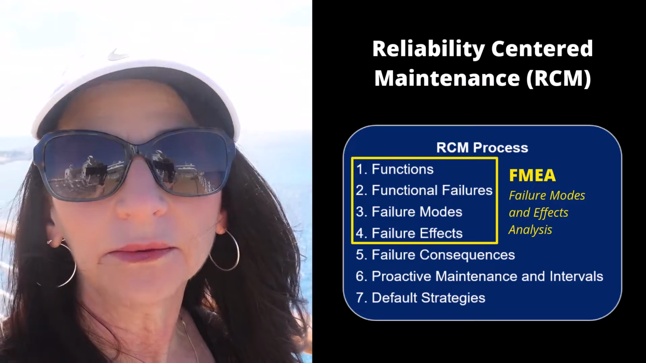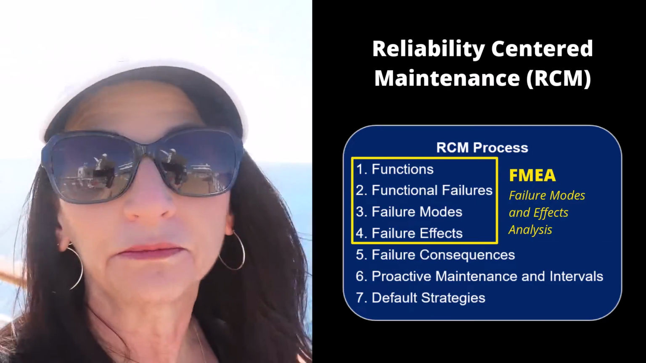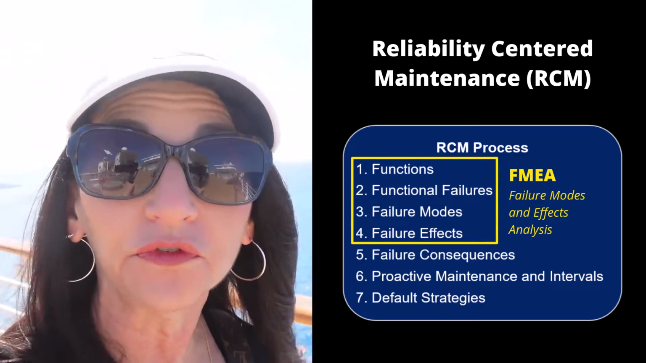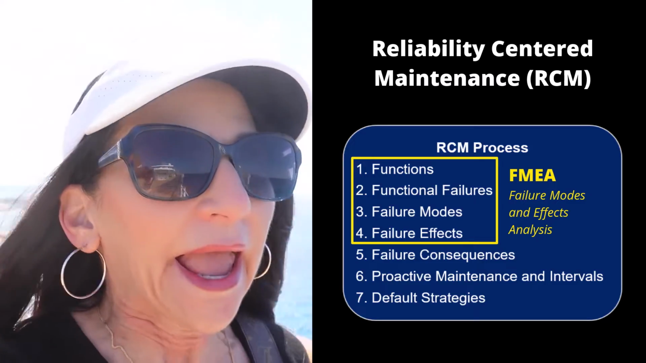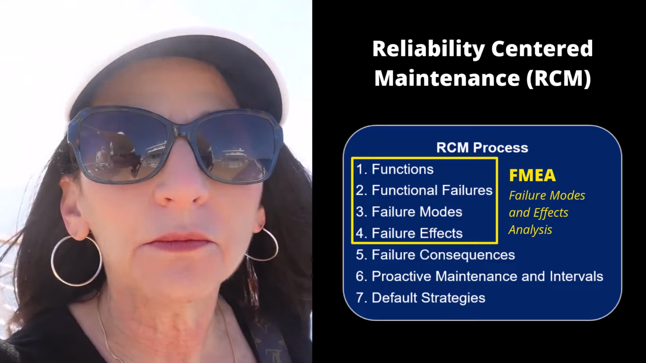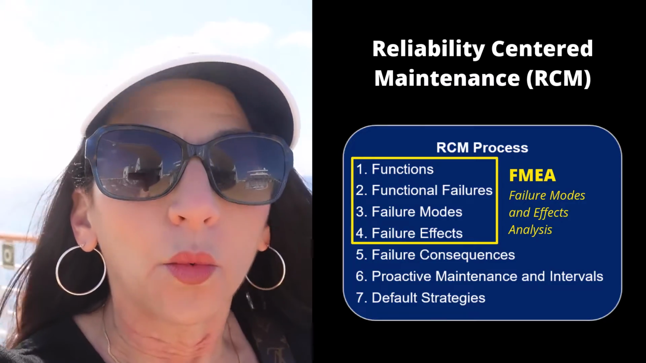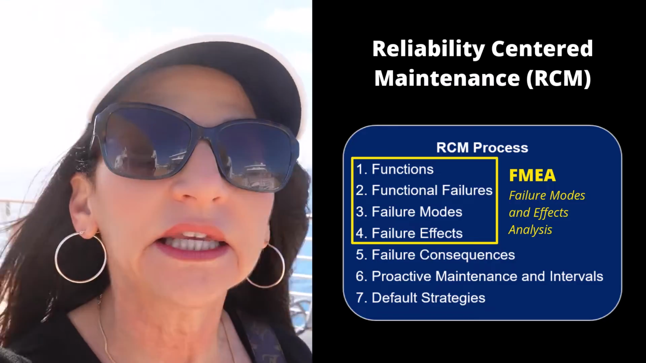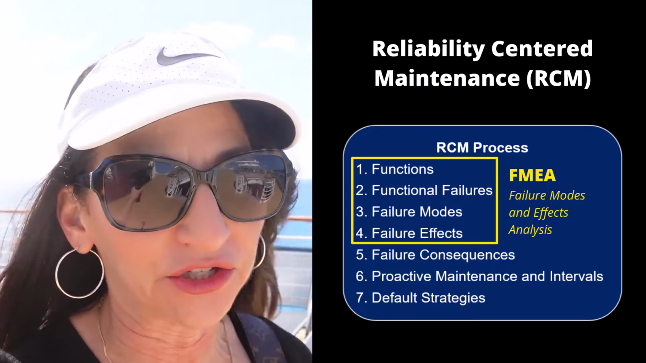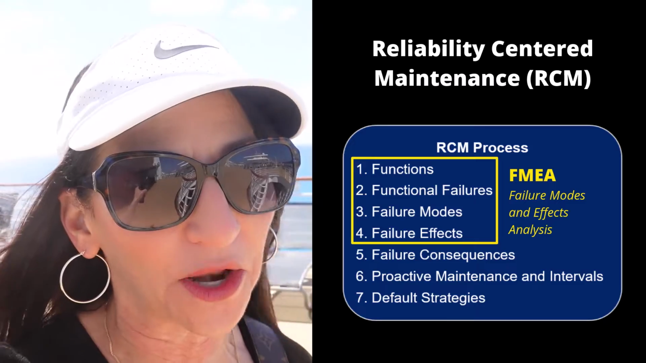When we do reliability-centered maintenance, we naturally complete an FMEA. Steps 1 through 4 of the RCM process make up the FMEA. And doing a failure modes and effects analysis with a facilitated working group approach has some very significant advantages. Let's talk about the first one.